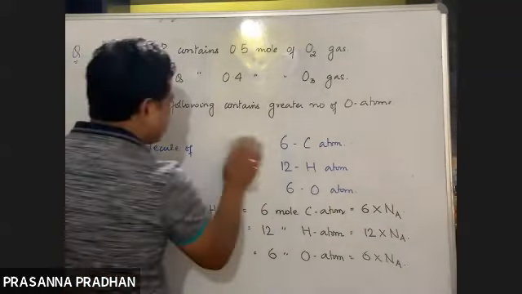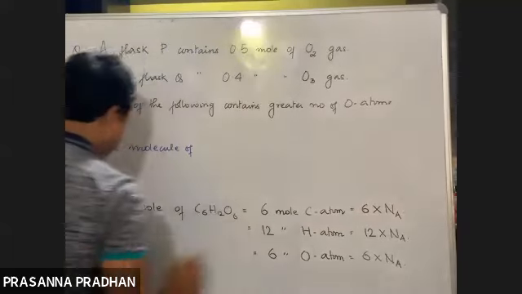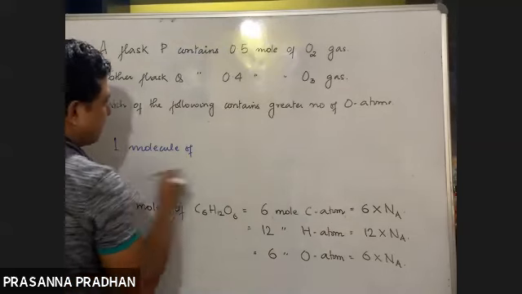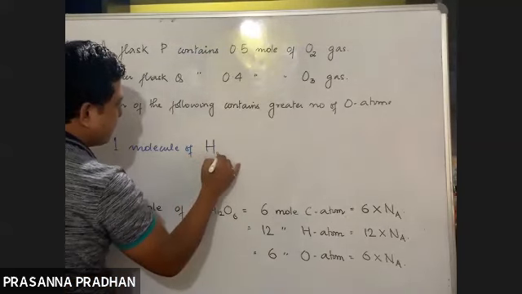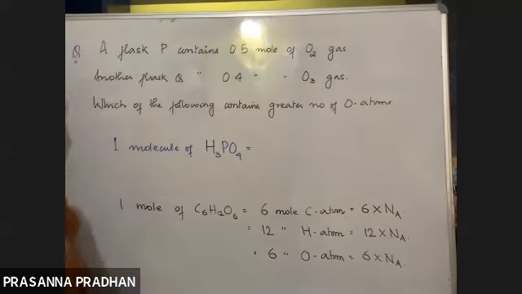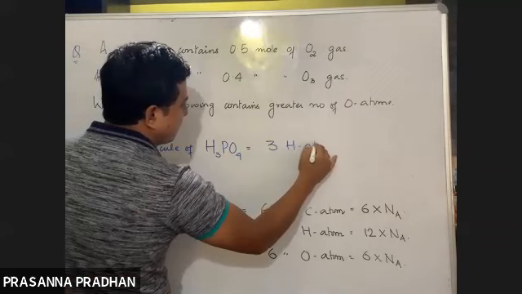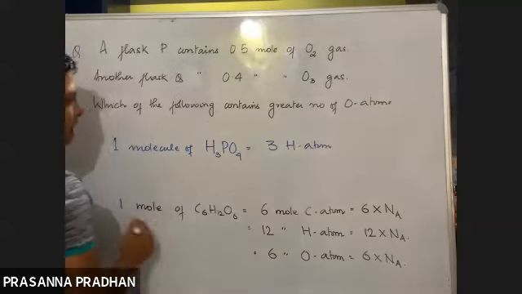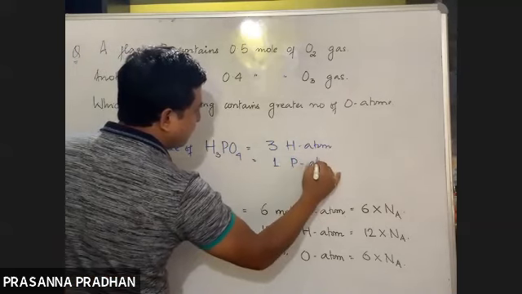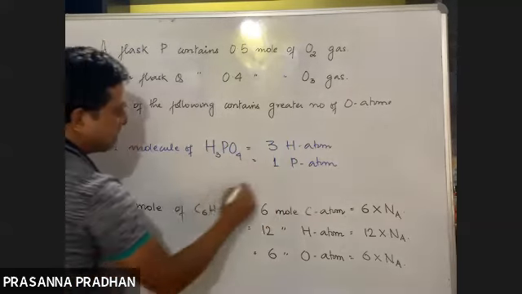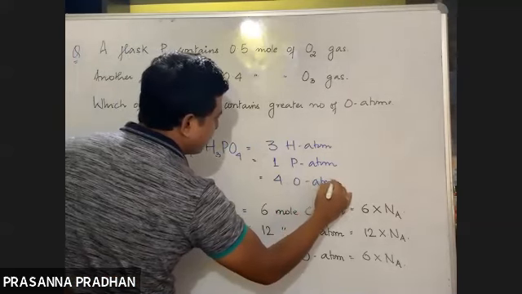I'll give you just another example. Say one molecule of orthophosphoric acid, H3PO4. It contains how many hydrogen atoms? It contains 3 hydrogen atoms. How many phosphorus atoms? 1 phosphorus atom. How many oxygen atoms? 4 oxygen atoms.